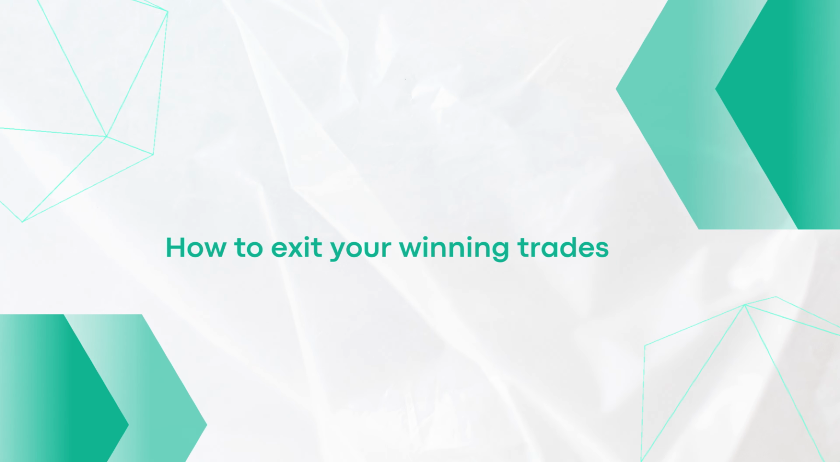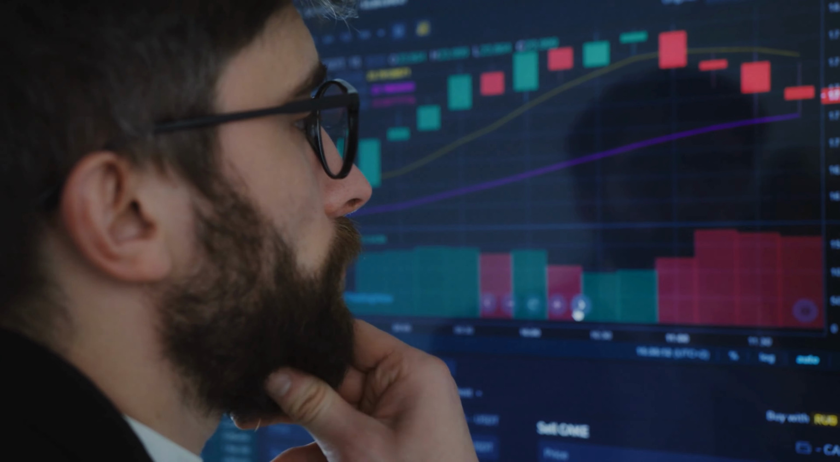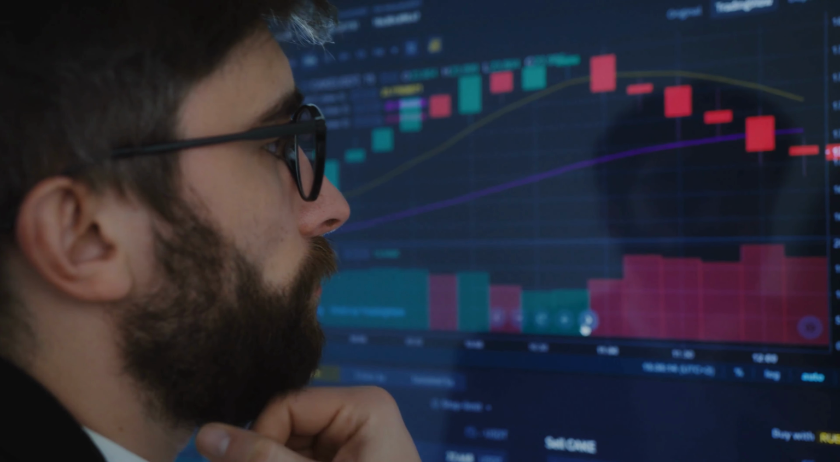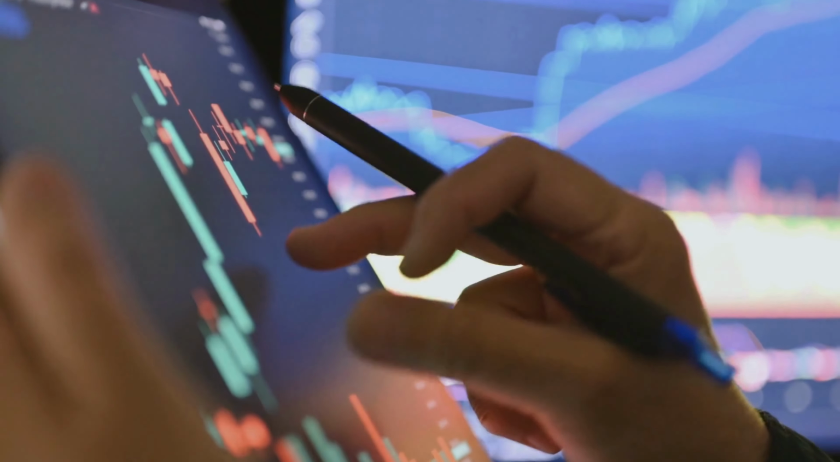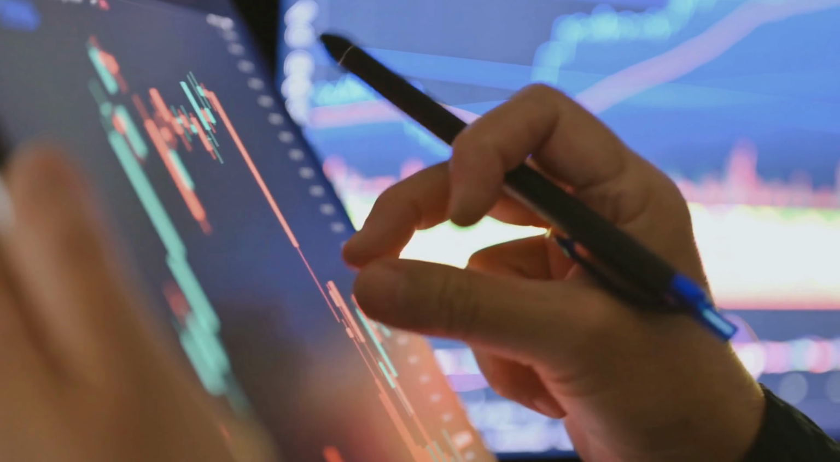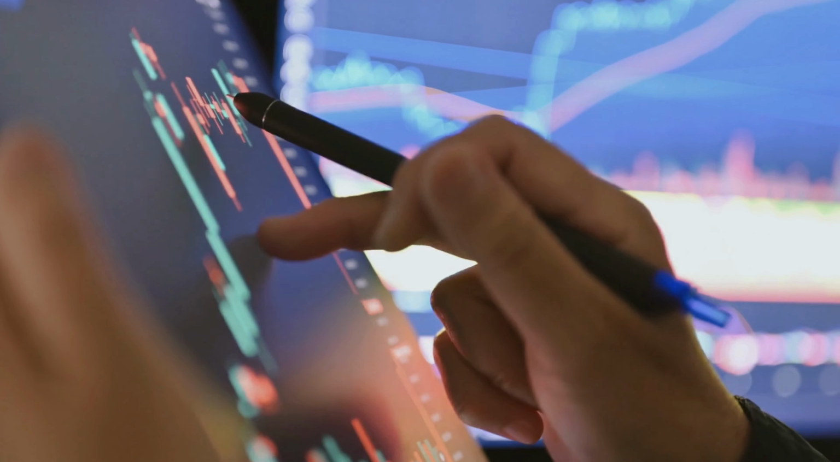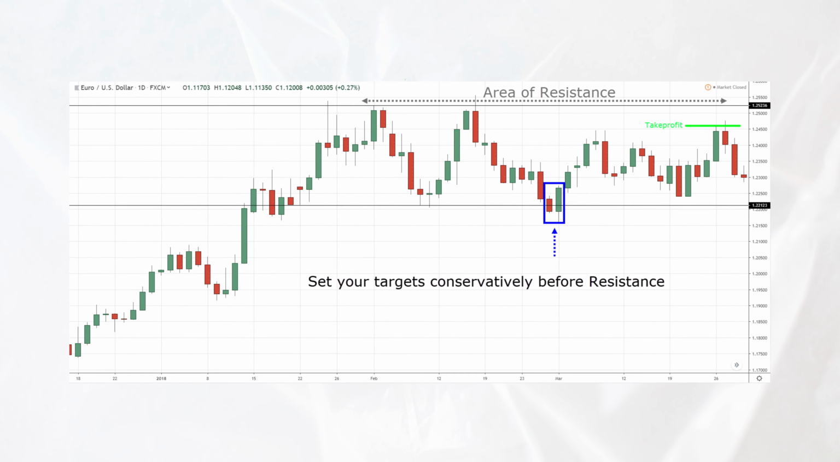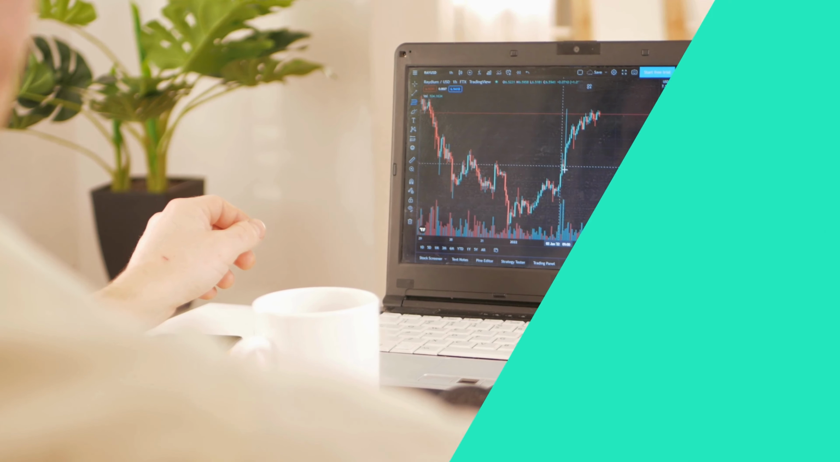How to exit your winning trades. Now, your exits depend on your goals. What do you want to accomplish? Capture a swing or ride a trend? If you want to capture a swing, then you can exit your trades before opposing pressure steps in. For example, if you're long, then you want to exit your trade before resistance or swing high.